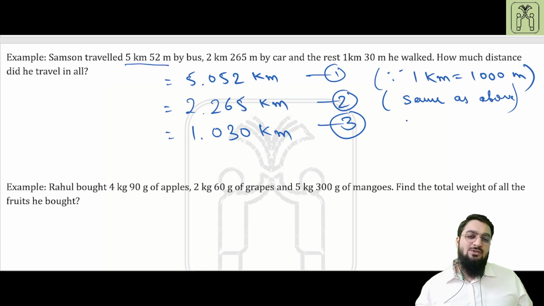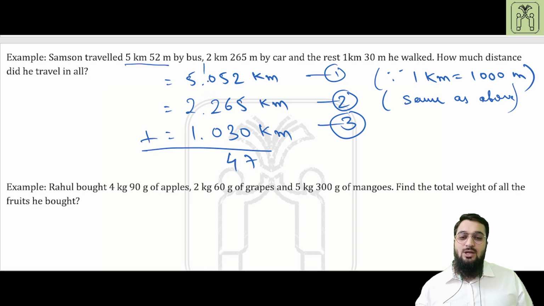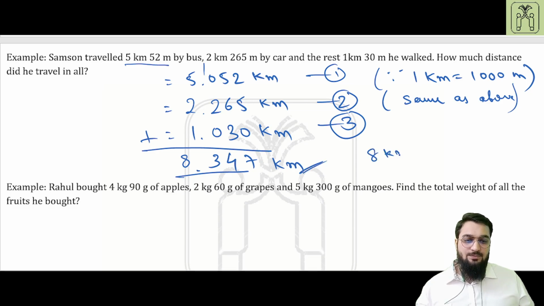Therefore 5.052, 2.256 and 1.030 will be added, and the answer will be 2 plus 5 7, 5 plus 3 8 and 6 14, and 0 14 1 will be over here, 1 plus 2 that will be 3 decimal point aligned with that, 5 plus 2 7 and that will be 8. So the answer will be, therefore Samson traveled a total of 8.347 kilometers in total, or you can write 8 kilometer and 347 meters, whichever way you want.